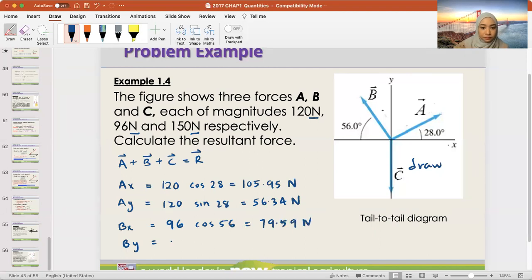And BY? BY is 96 cos 56. Cosine 56. Okay, bagus. The answer is 53.68. Okay. Thank you, Aizat. And next one is Anik.